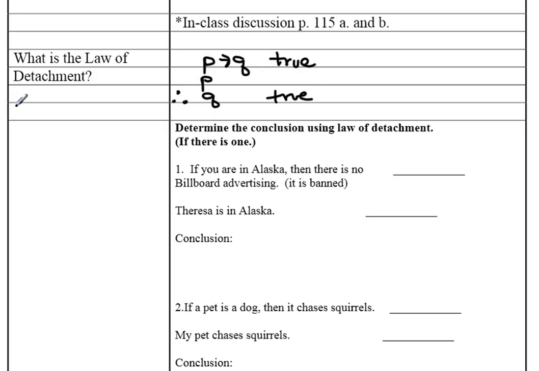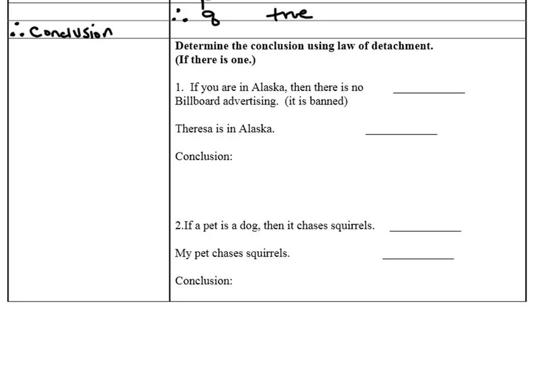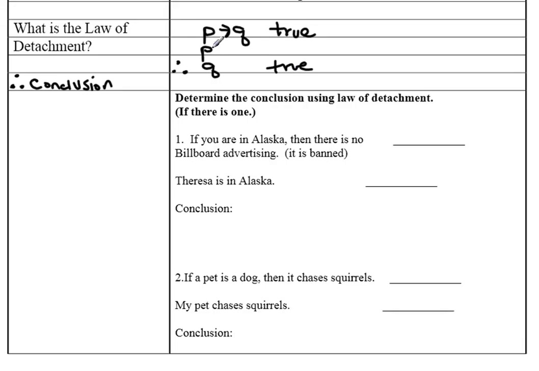And I'm going to put this off to the side. This means conclusion or therefore. So I'll show you two examples. The first one will be true and the second one will not be true based on the logic law of detachment. So what we do is we carefully underline and put in symbols what we're reading.